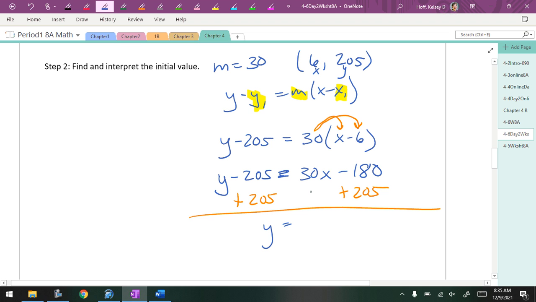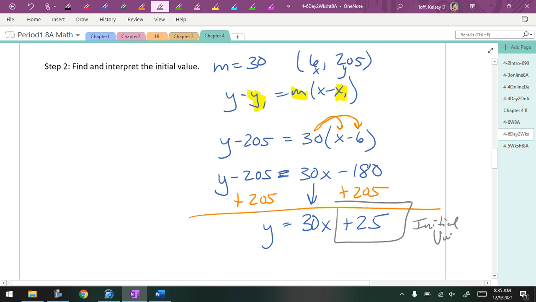Y equals, drag down my 30x plus 25, and put 25 in your initial value. You can write initial value there.